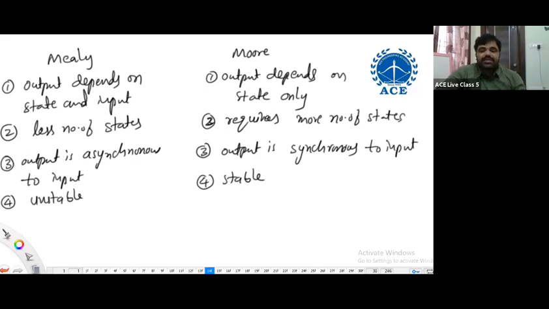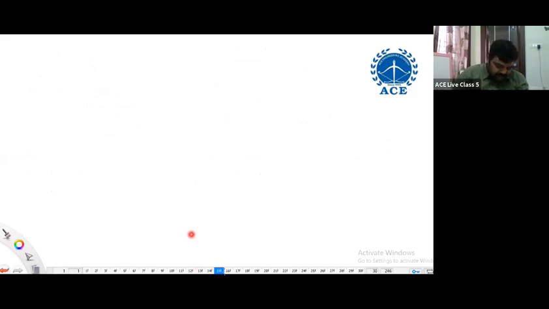The next thing is state minimization. We should understand state minimization, as frequently we have been getting questions on state minimization.